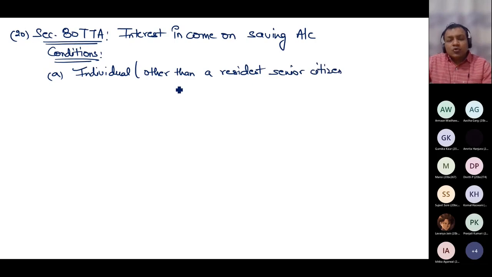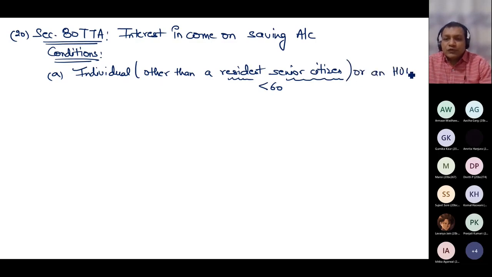That means you are an individual, but you must not be a resident senior citizen, and your age must not be 60 or more. That means less than 60. If you are a resident aged 64 years, then you will not claim 80TTA. You have another section for the same thing. Like I am covered under 80TTA because my age is less than 60. That's it. Or any HUF. So it is for these two categories: individuals other than resident senior citizens, or an HUF.